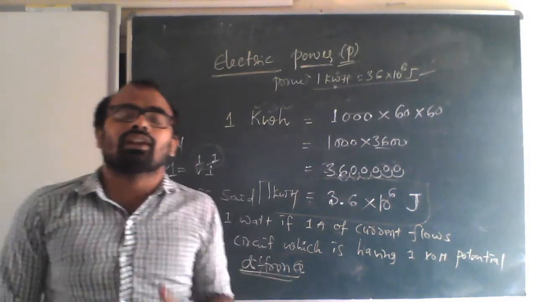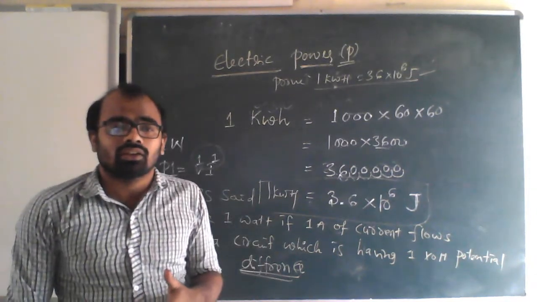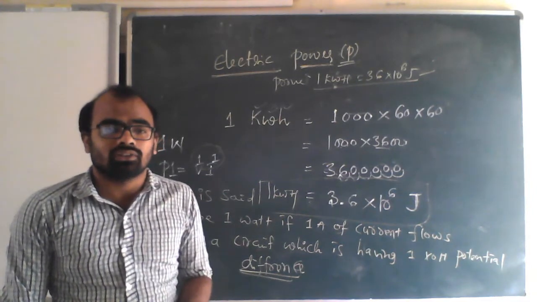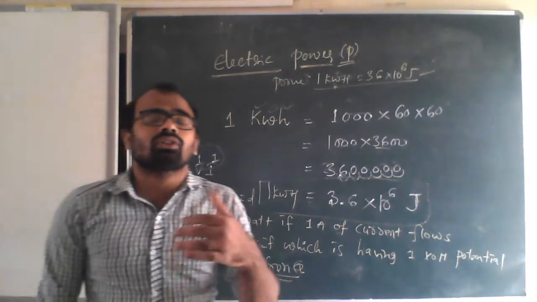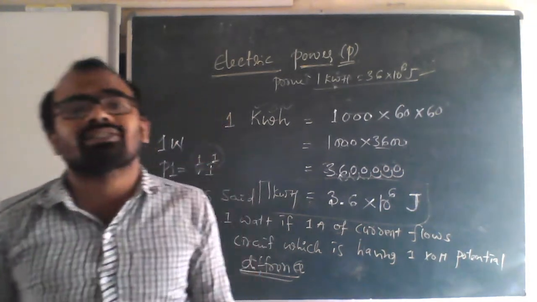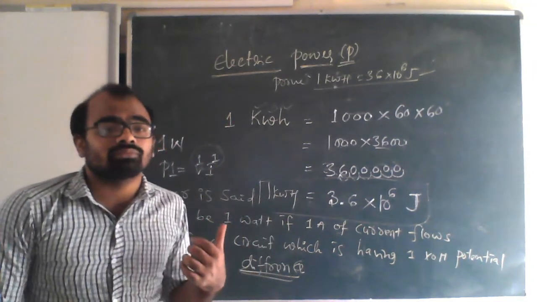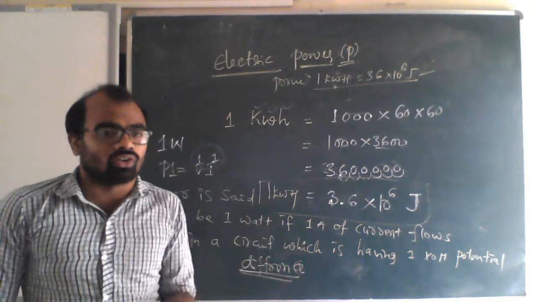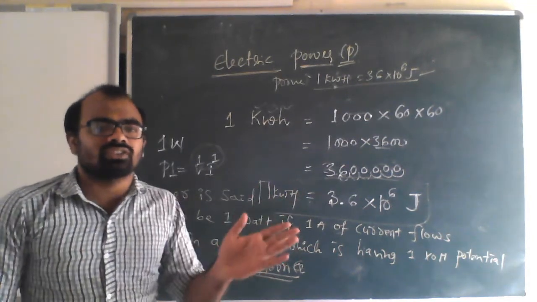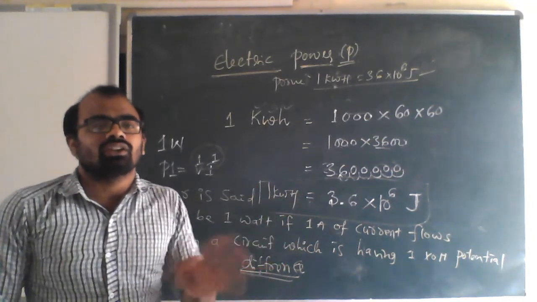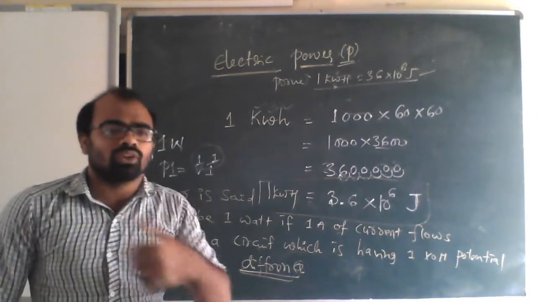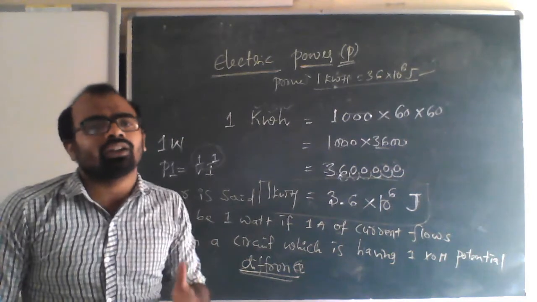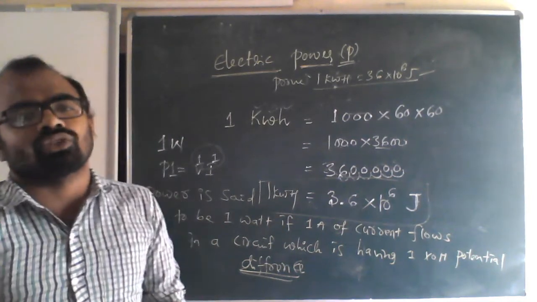Commercial unit of electrical energy, kilowatt hour. Don't forget. So 1 kilowatt hour equals 3.6 into 10 to the power 6 joules. How has it come? 1000 into 60 into 60, 1000 into 3600. So 36 lakh it becomes. Take the point from the last to after the first important number. So it will become 3.6 into 10 to the power 6 joules.